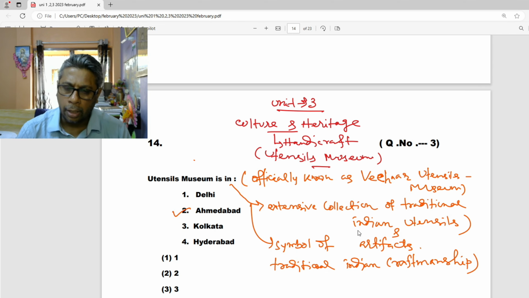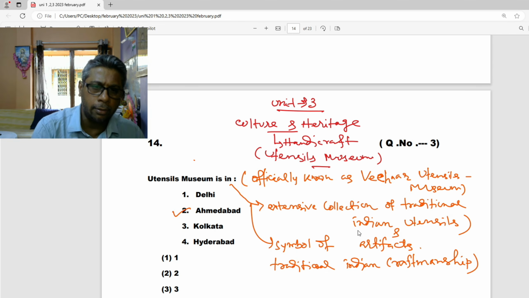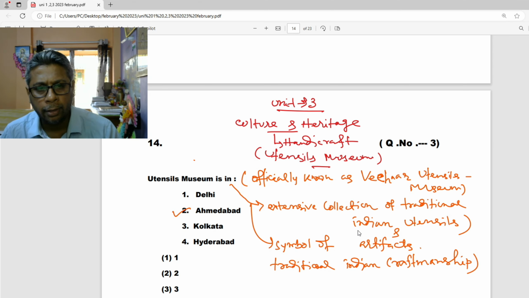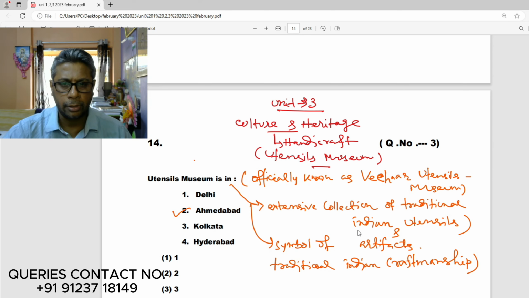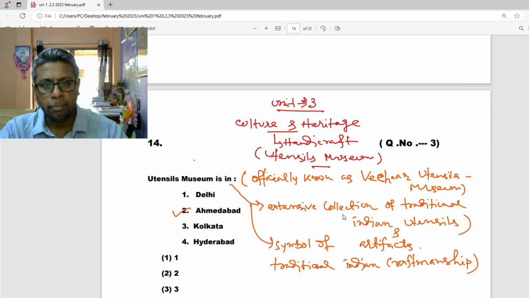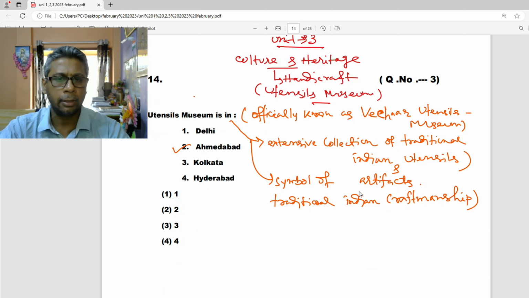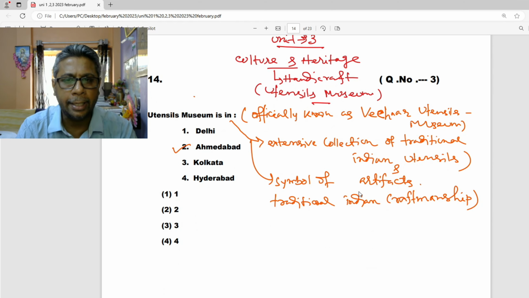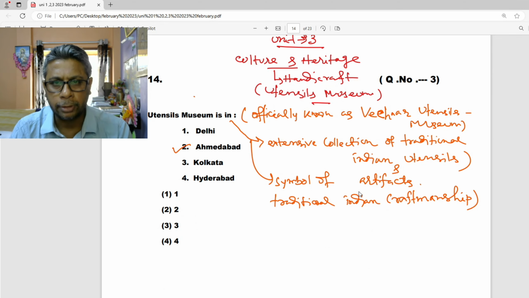Not only the correct option, I also give the analytical way to answer each and every question. How do you study? How can I remember it for a long time? The keyword, key point and key area, culture and heritage, key area is also very important.